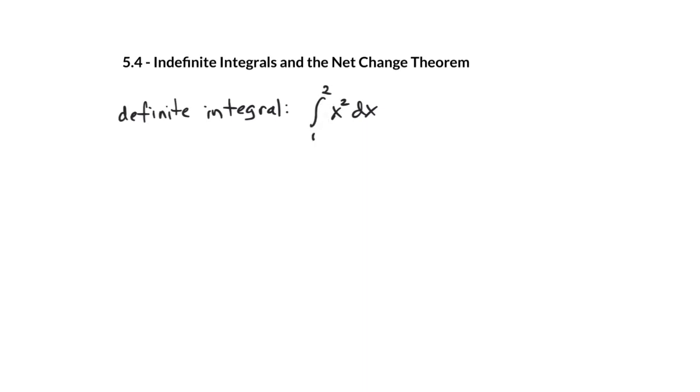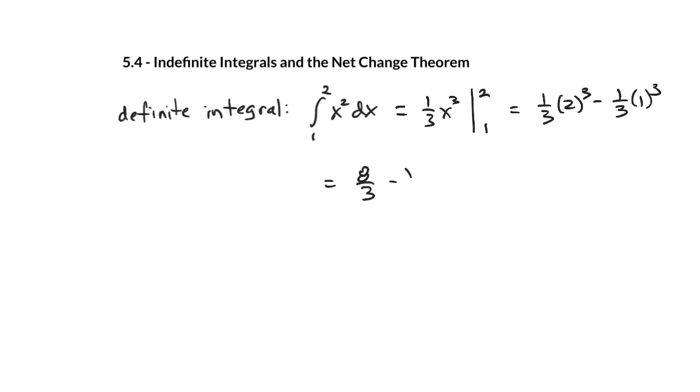And if we evaluate this one, we take the antiderivative of x squared, which using the power rule gives us 1/3 x cubed. And then we use this Leibniz notation, which basically means we're going to evaluate that antiderivative at 2. Then we're going to subtract what we get when we evaluate it at 1. So you get 1/3 times 2 cubed minus 1/3 times 1 cubed. So we get 1/3 times 8, which is 8/3, minus 1/3, so we get 7/3.